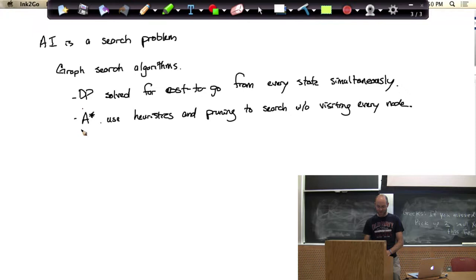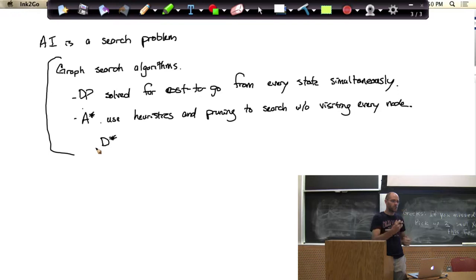Other things you'll see in the robotics literature, D-star is a variation of A-star that can run even if your robot's moving around and your sense of the world changes, you can dynamically replan A-star type solutions. But I want to call out to a rich literature of graph search algorithms that are based on an idea of heuristically exploring the space and trying to find a path to the goal without visiting every possible part of state space.